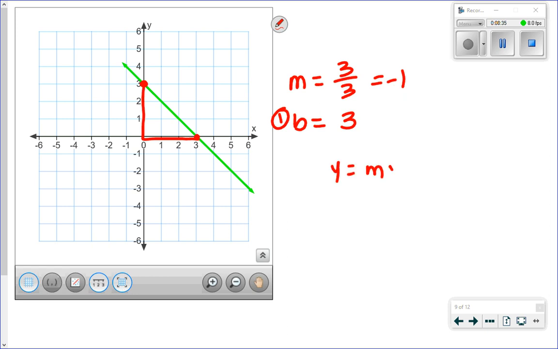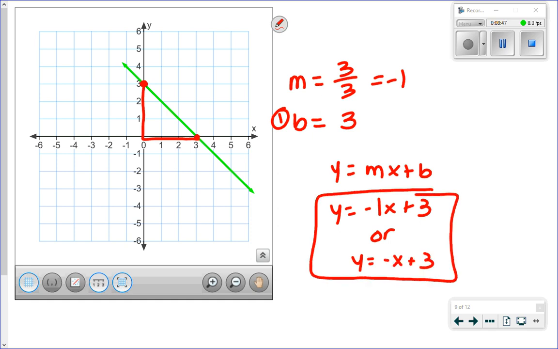Y equals mx plus b. Y equals negative 1x plus 3. Or you could just have y equals negative x plus 3. You don't have to write the 1 there, but you can.